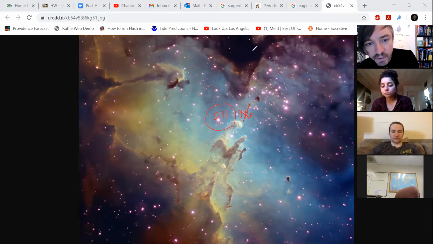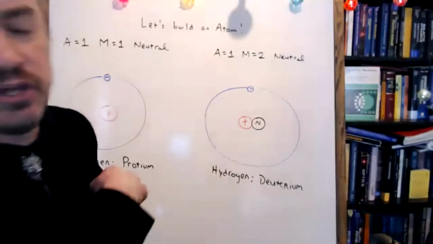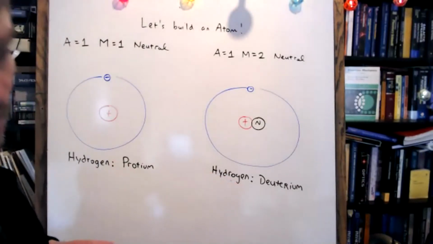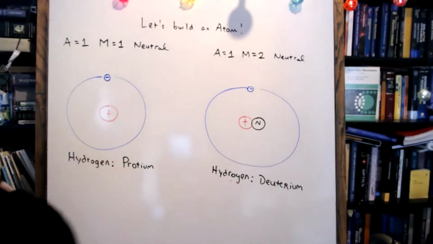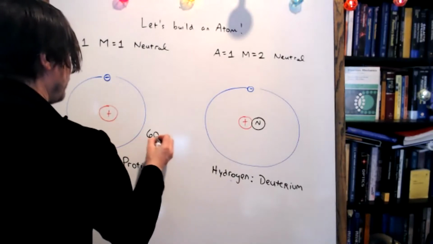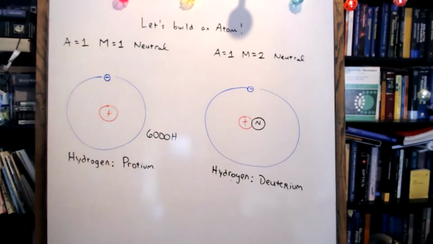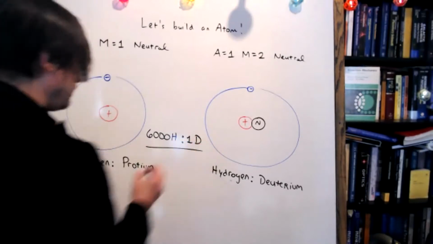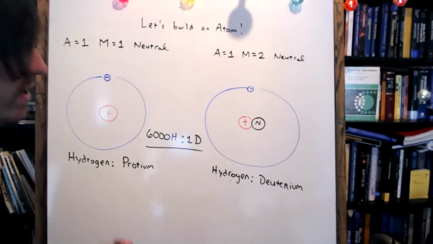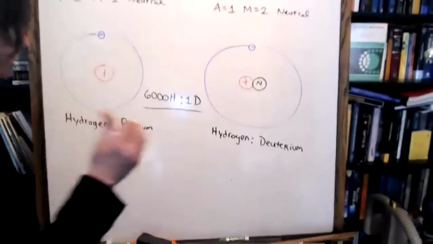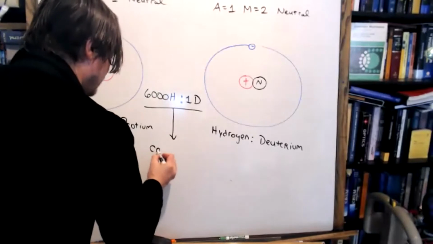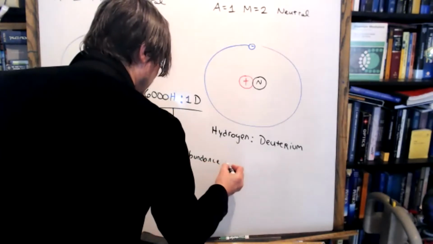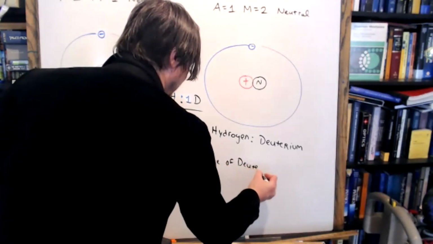If you just counted up all the hydrogen atoms that you got, you would find most of them were protium atoms, but some of them would be deuterium. What would be the ratio? The ratio would be for every 6,000 hydrogens, or 6,000 protiums, that you collected, you would collect 1 deuterium. This 6,000 to 1 ratio has a special name in science. It's known as the cosmic abundance of deuterium.